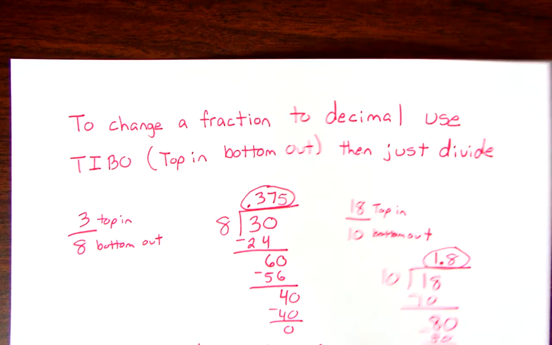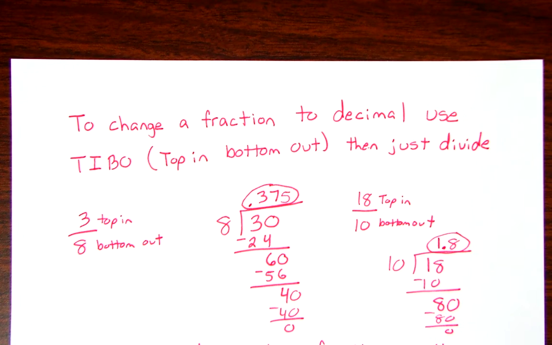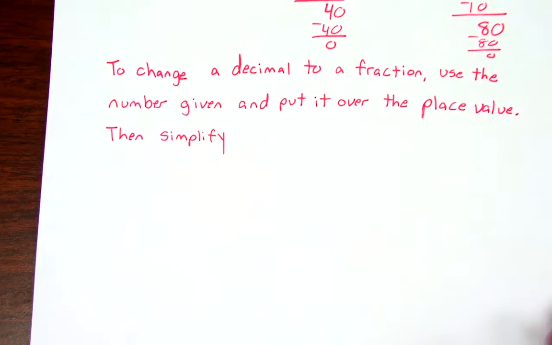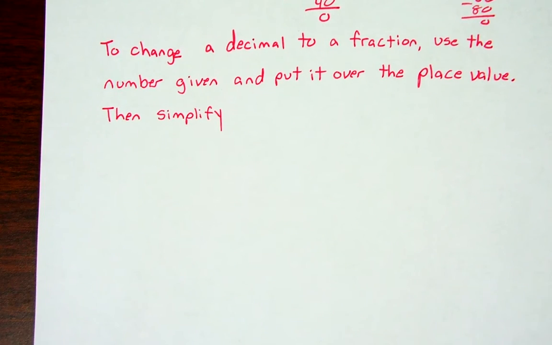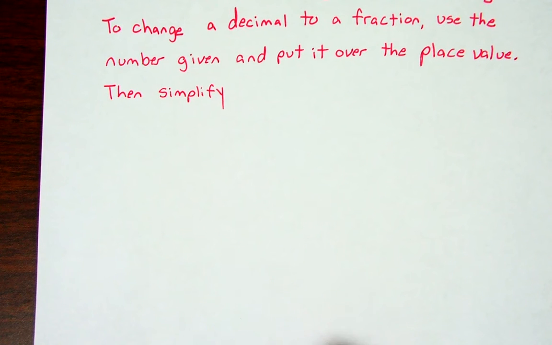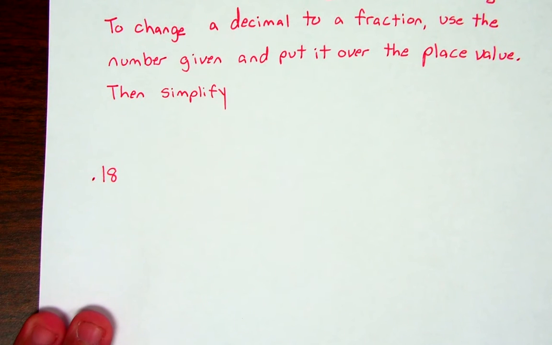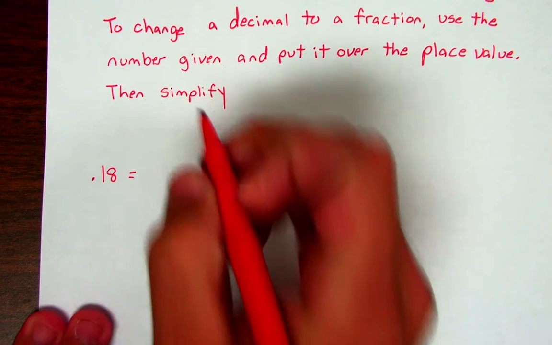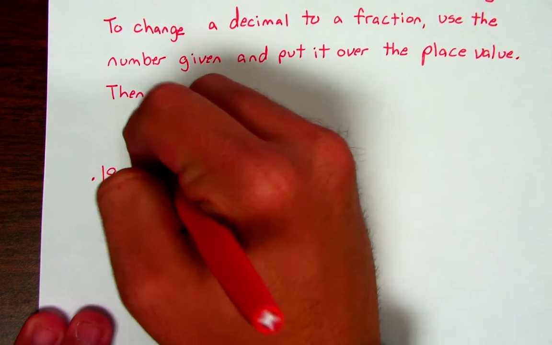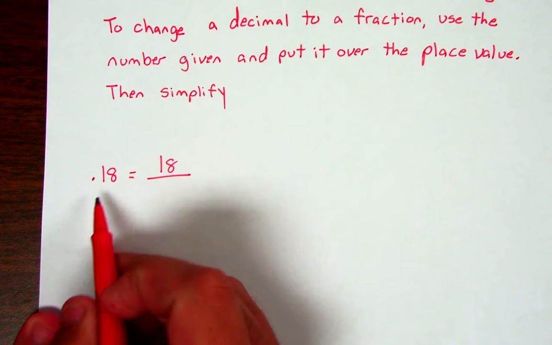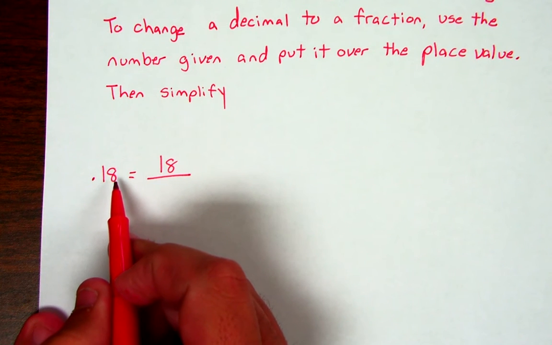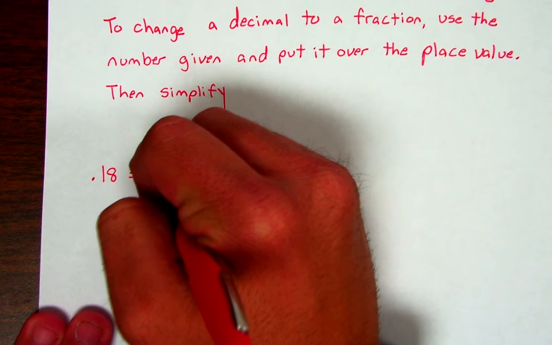Alright. Now we went from changing a fraction to a decimal. Let's go the opposite way. To change a decimal to a fraction, use the number given and put it over the place value, then just simplify. So for example, let's say we have 0.18. So the number given here is 18, and the place value of the last number, so the 8, is in the hundredths place.